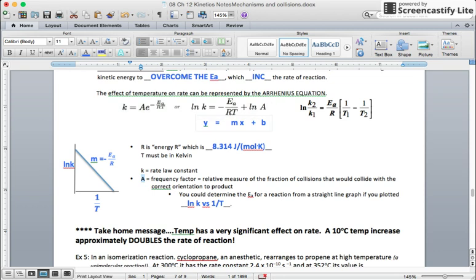And really, if you study this long enough, the real take-home message is that if you increase temperature, it will increase the reaction rate, and very significantly. In fact, if you play with these numbers a little bit, a 10-degree temperature change will typically result in doubling the reaction rate. So of all the factors we've talked about, that is very significant.